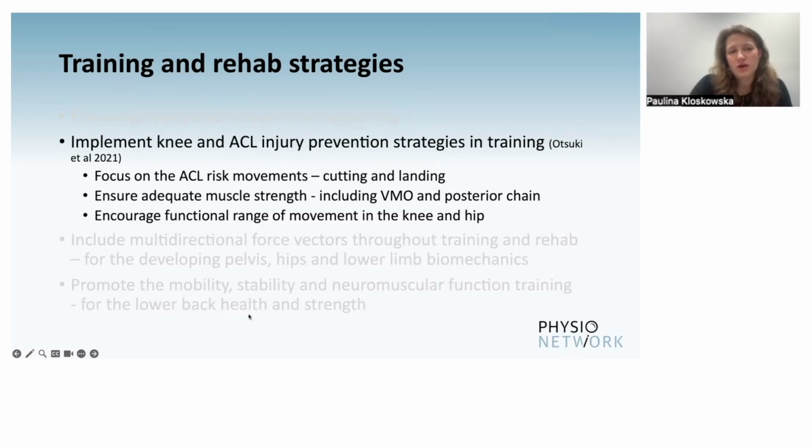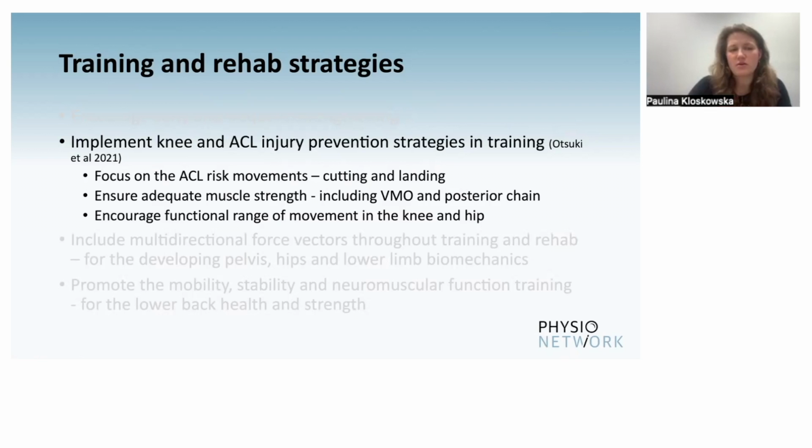So we know that knee and ACL injuries are probably the ones that young female athletes are starting to be at risk with, and also this ACL injury risk is then maintained throughout the female athlete's life. Therefore, implementing knee and ACL injury prevention strategies and training is an important part.